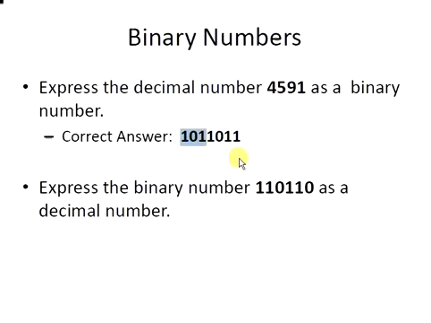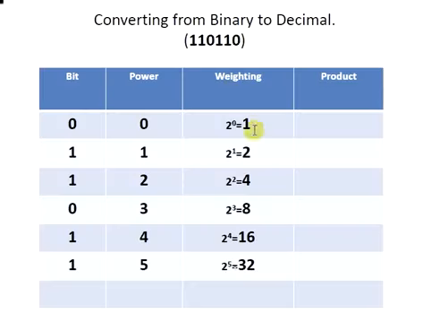So the second task is to express the binary number 110110 as a decimal number. So here's our bits. Now I'm going to have a number written up here. What I'm going to do is, working from right to left, I'm going to write down each of these bits separately, binary digits. So 0, 1, 1, 0, 1, 1, and again that's moving from right to left.